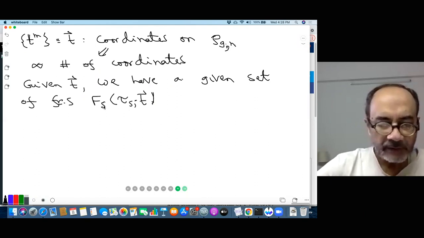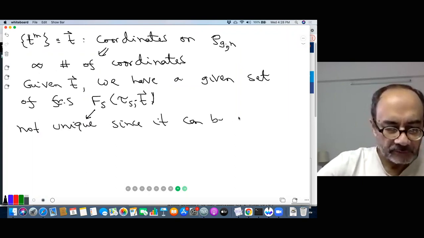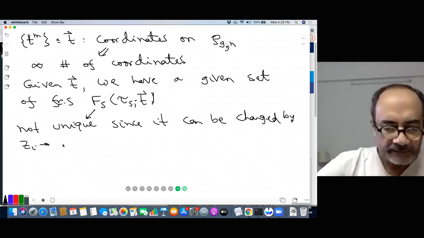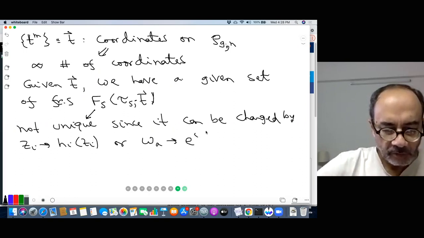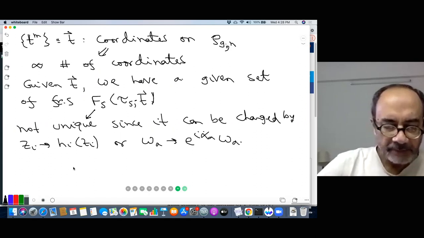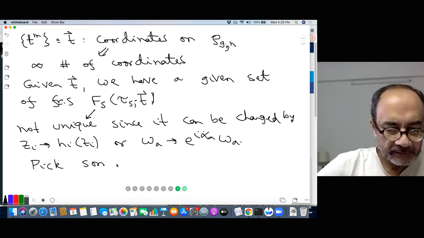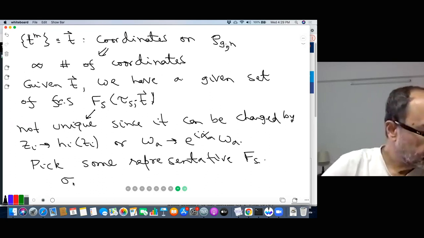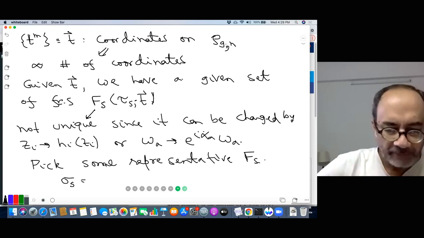Given a set of functions FS, of course FS is not unique, since it can be changed by reparametrization or WA goes to e to the I alpha times WA. But just pick some representative FS. So I'll write FS of tau S and T. Let me remind you what FS was. FS was relating the complex coordinate on the left of CS to the complex coordinate on the right of CS, that is tau S.